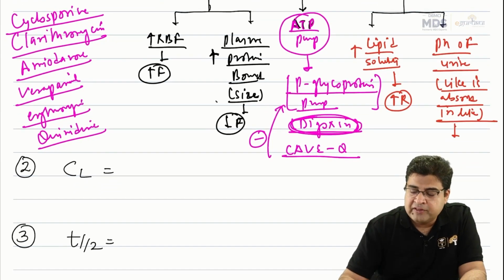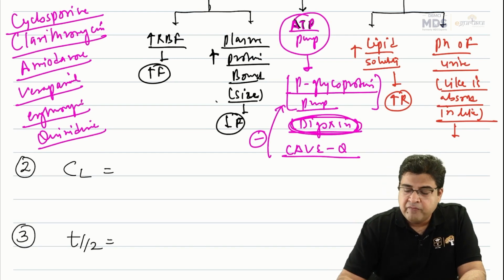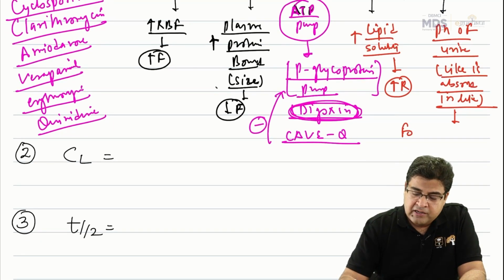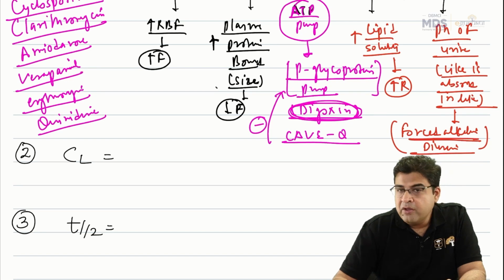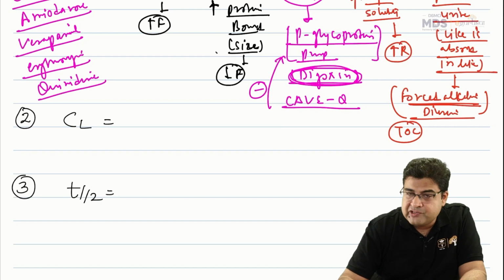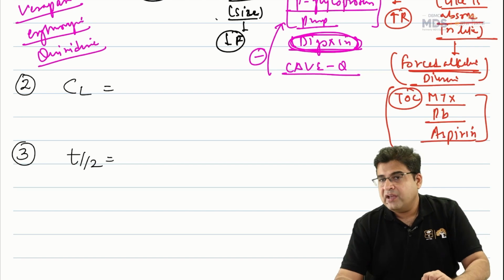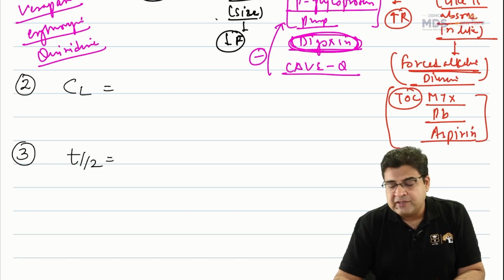So guys, please remember, when the drug is acidic and urine is acidic, the drug gets reabsorbed. But vice versa is also true. When the drug is acidic and urine is alkaline, this will lead to faster elimination. We can make the urine alkaline, which we call forced alkaline diuresis. This is required for the faster elimination of acidic drugs. We use this for methotrexate toxicity, phenobarbital toxicity, and aspirin toxicity. This is the treatment of choice for aspirin toxicity, phenobarbital toxicity, and methotrexate toxicity.